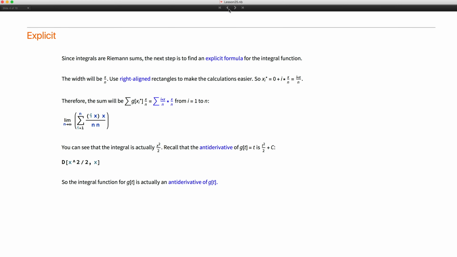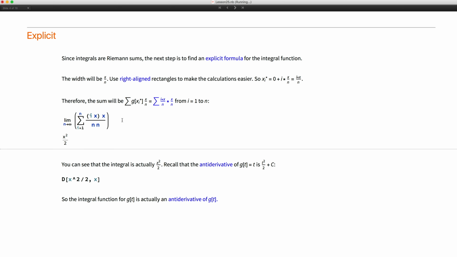Now, the point is that there is actually an explicit formula for this integral function. So what we do is we begin with the integral from 0 to x and break it up into n parts, and then we set up the Riemann sum. So in this case, the Riemann sum is going to be g at xi star, the sample points, times the width of each subinterval, and then you sum them all up and take a limit, and what you get back is x squared over 2.